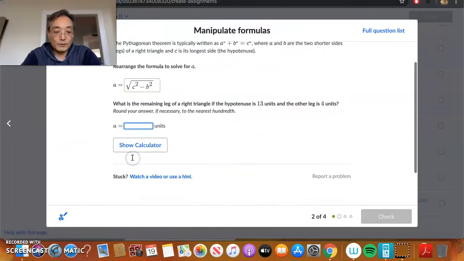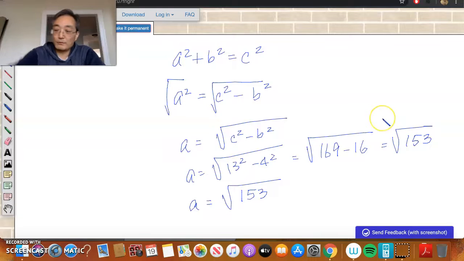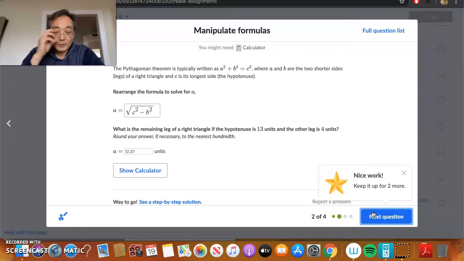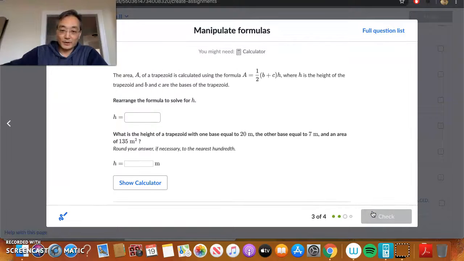The square root, oh, it says round to the nearest hundredths. Okay, so if we round this thing to the nearest hundredths, let's just take a quick look. So the square root of 153, and that to the nearest hundredths, so it looks like it's going to be 12.37. 12.37, and that is correct. Okay, all right, let's go to the next one.